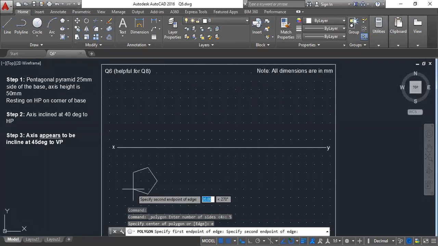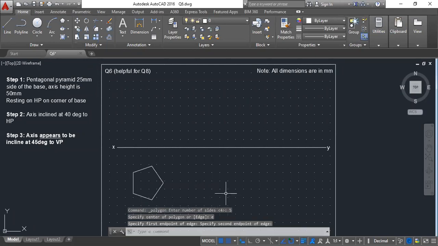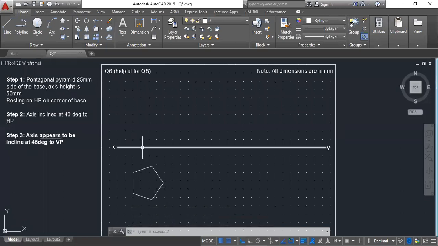Now what is the size of the pentagon? The size of the pentagon is 25 millimeters. So remember this way, resting on HP, so I'm drawing it in the top view. And resting on the corner, so I'm ending with the corner because it is solids. So I'm ending with that corner.